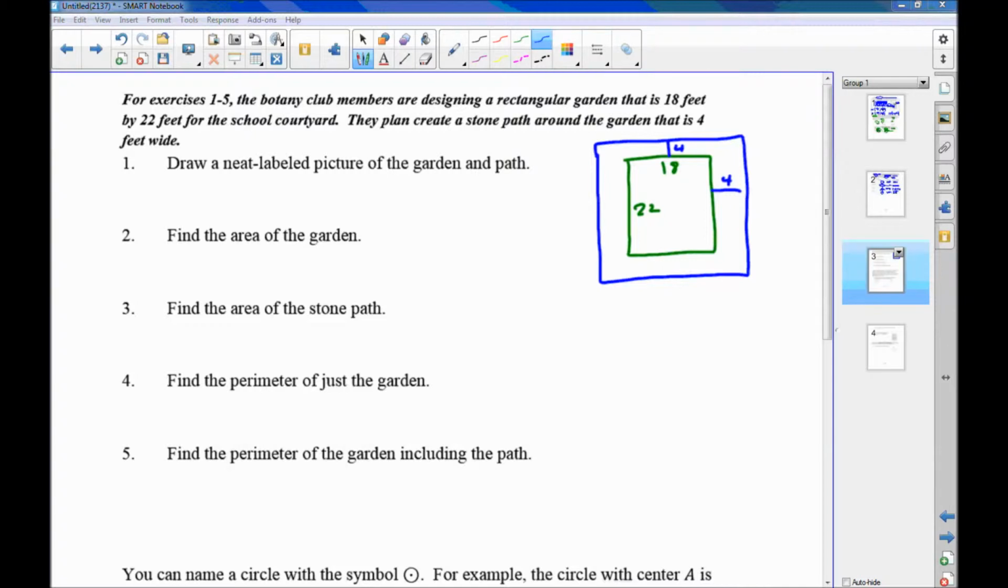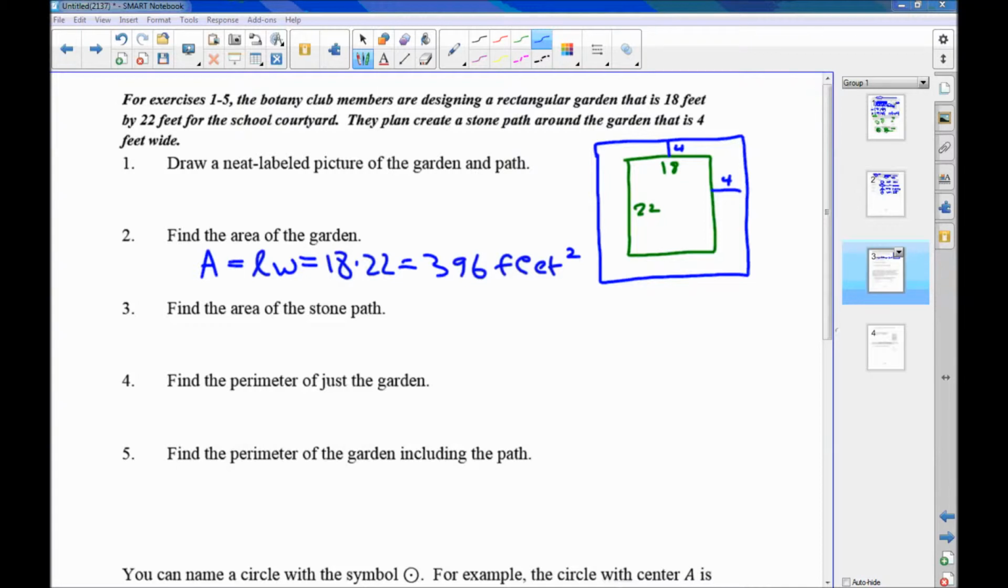All right, so find the area of the garden part. So the area of the garden is length times width because it's a rectangle, and the 2 sides are 18 and 22. So 18 times 22 makes 396 feet squared, because it's area, so it's how many little squares it would take to fill that up.